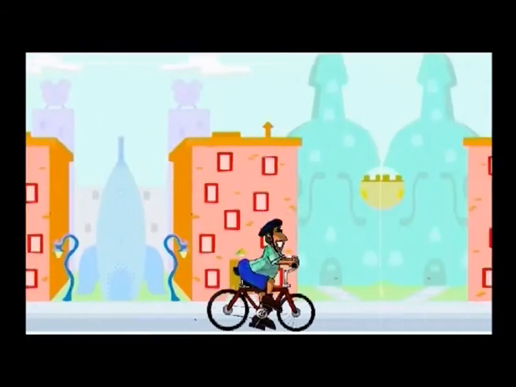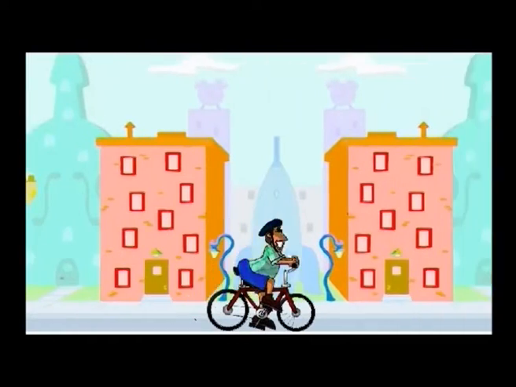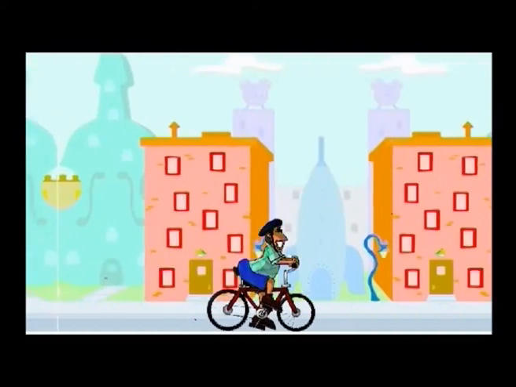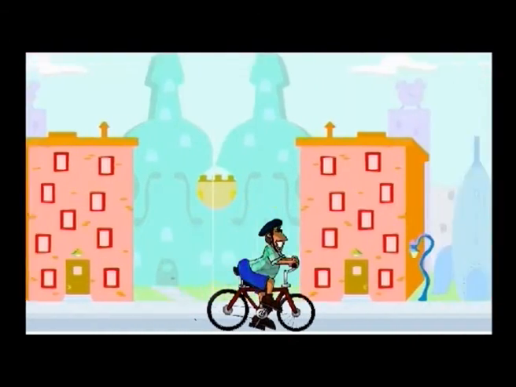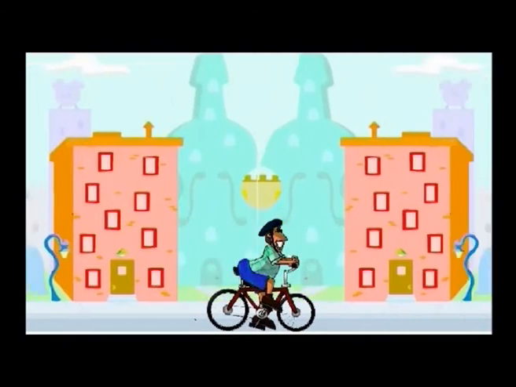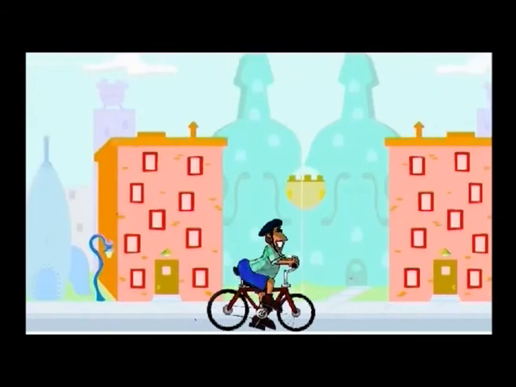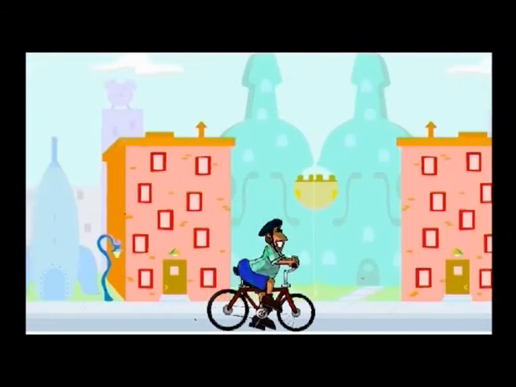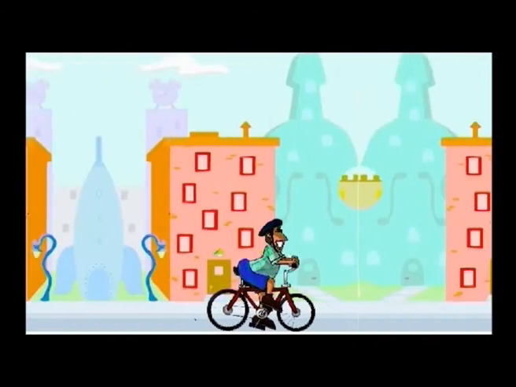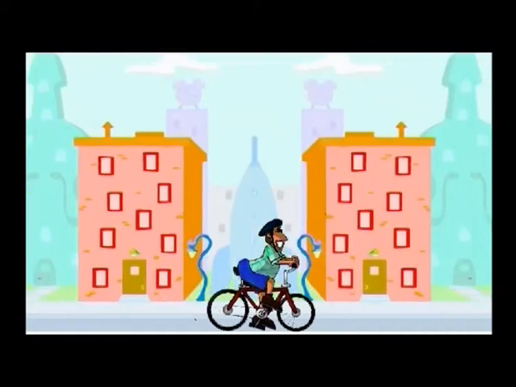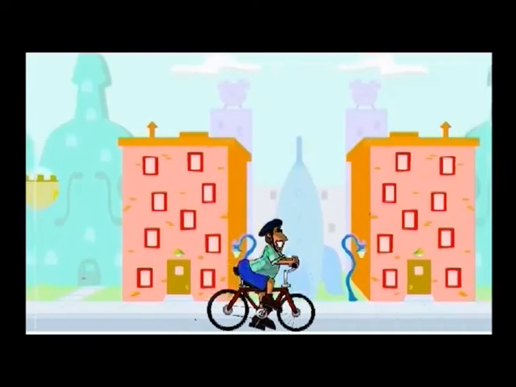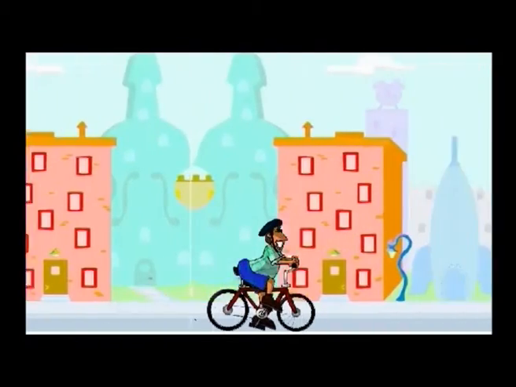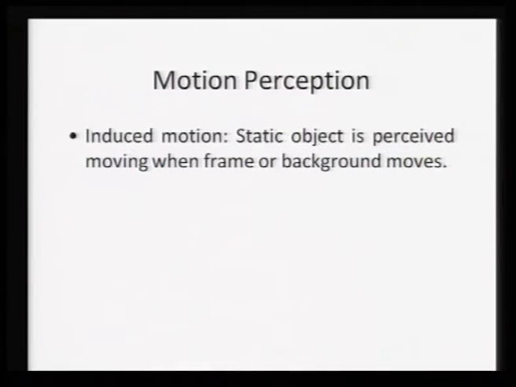Now, look at this animation. You know that this man is not cycling here, he has just his foot on the pedal, and the background is moving. But when you see that the background is moving, the impression that you get is that this man is cycling fast. This is actually induced motion. The object that you are looking at is static, you are moving the background, but the impression is that the object is actually moving, because you are not interested in the background, you are interested in the object, and you get the induced motion effect.